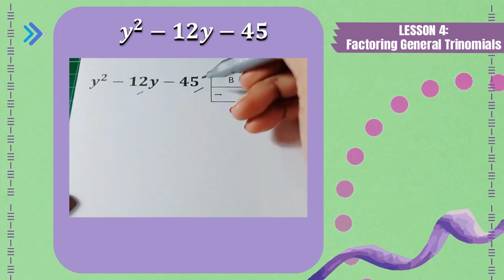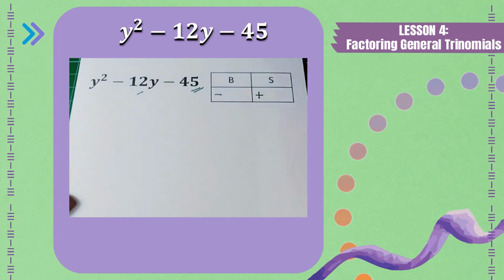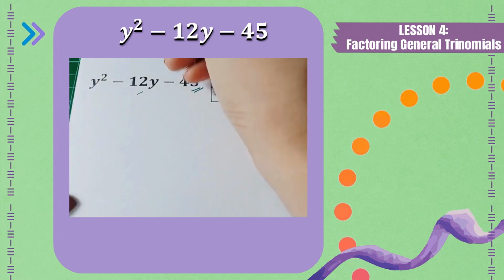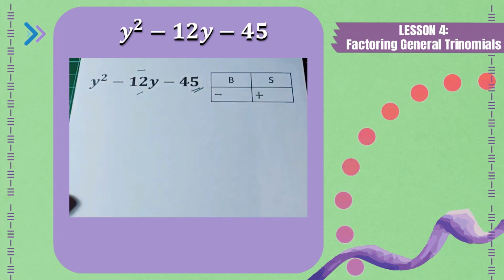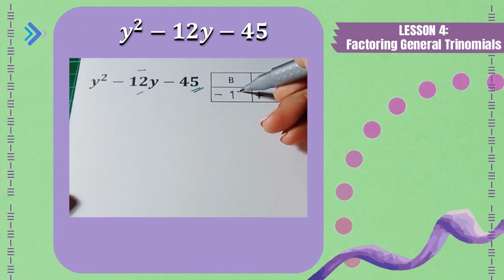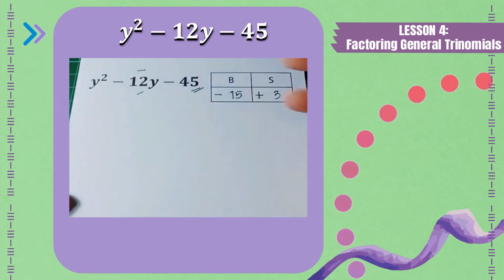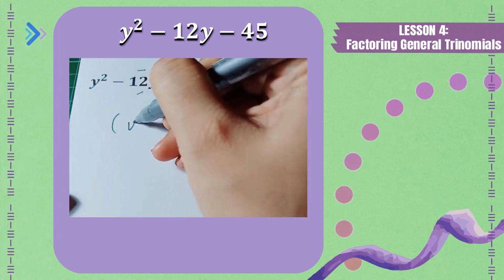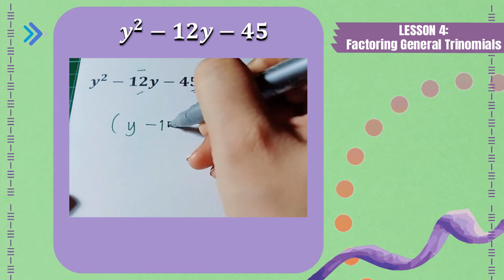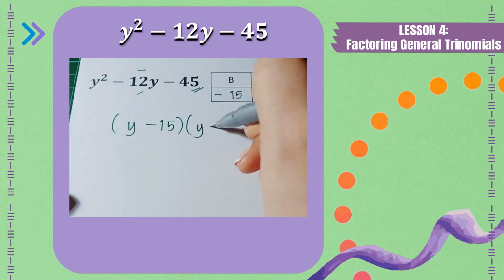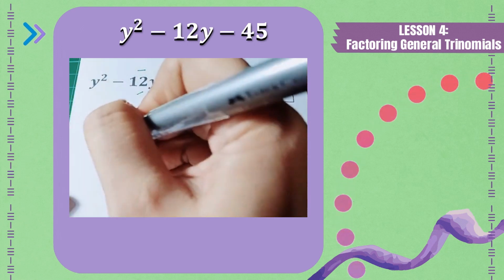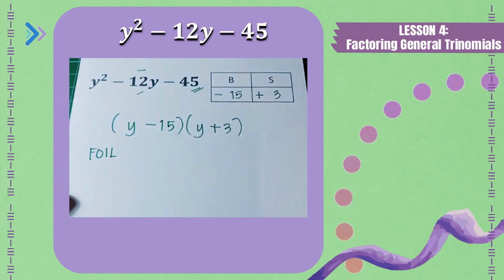So, punta tayo kay 45. Anong factors ni 45 na kapag minus 12 ang magiging sagot? So, we have 15 and 3. 15 times 3, 45. 15 minus 3, 12. So, the complete factors are y minus 15 times y plus 3. So, FOIL method again for checking.